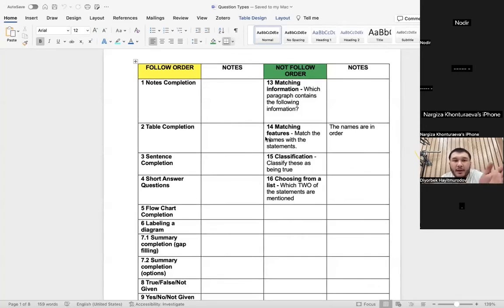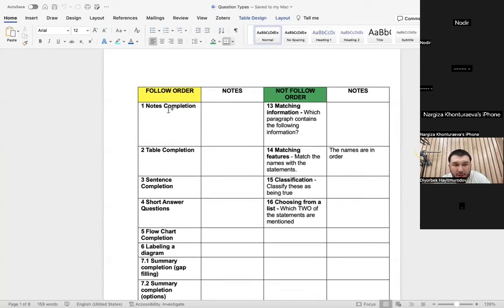These are the question types that follow order, all right? These are the question types that follow order. And there are only 4 types of questions that don't follow order. That's the matching information question: which paragraph contains the following information? Matching features type of question: match names with the statements. Classification: classify these statements as being true. Choosing from the list: they give you 5 statements and you need to choose 2. But I have to add some notes as we do them.